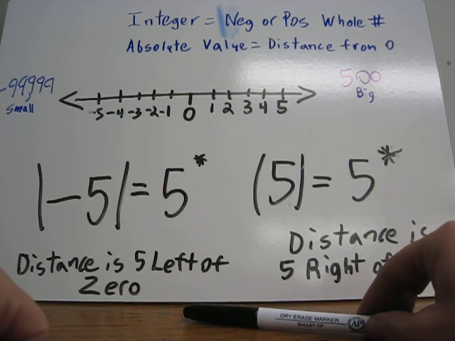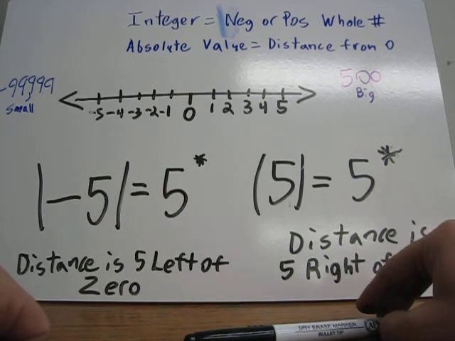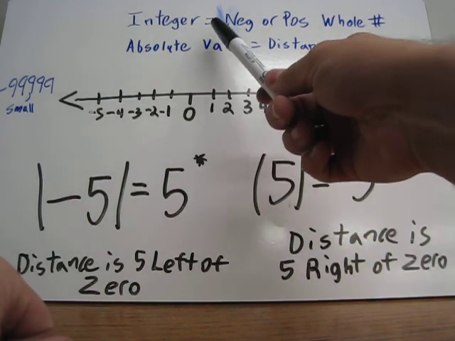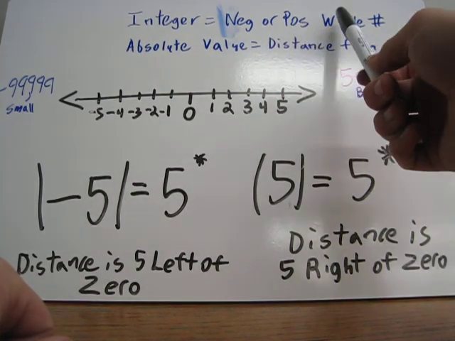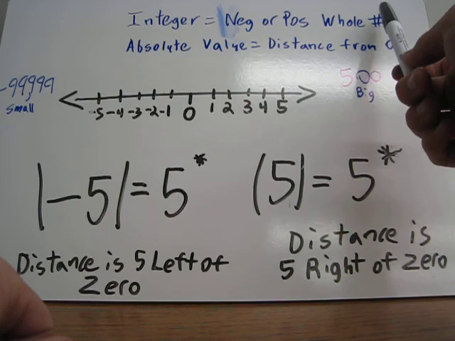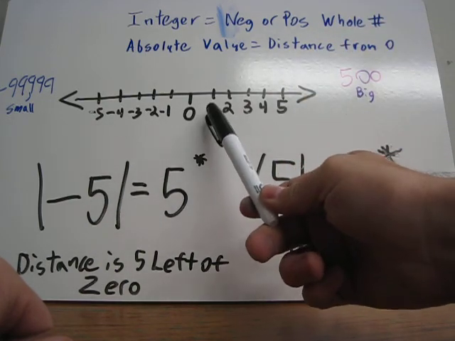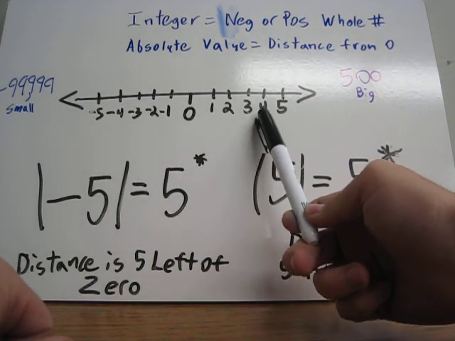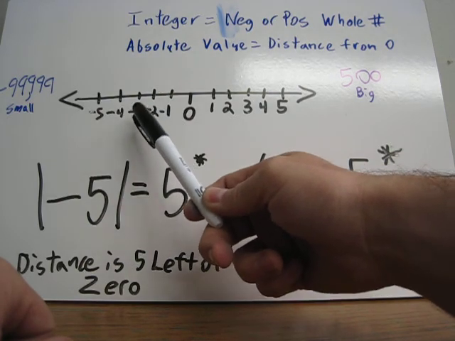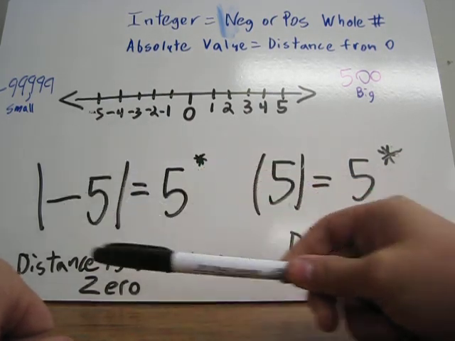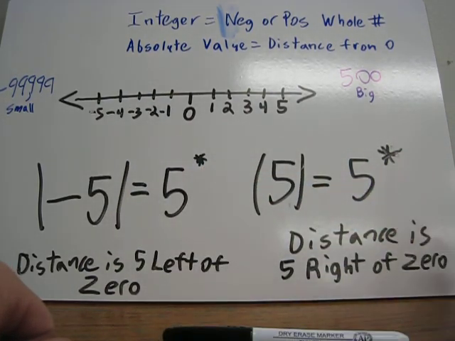Now, just some basic information that we've already learned. An integer is a negative or a positive whole number. So every one of these numbers that I have here, 1, 2, 3, 4, 5, and -1, -2, -3, -4, -5, they're all integers. Some are positive, some are negative.